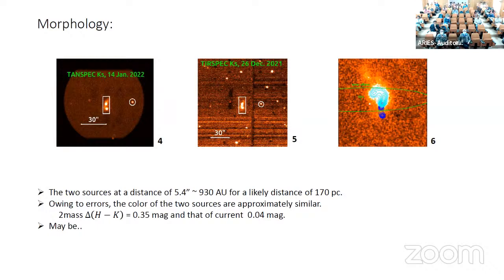this H minus K color for the two objects has a difference of 0.04. The latest color can have some photometric error. So owing to the errors, this says that the colors of the two sources are almost similar. This tells that these sources must be from the same region and they might be connected in some way.